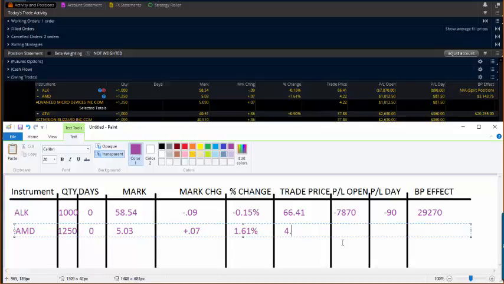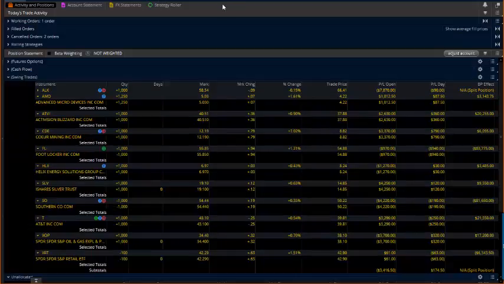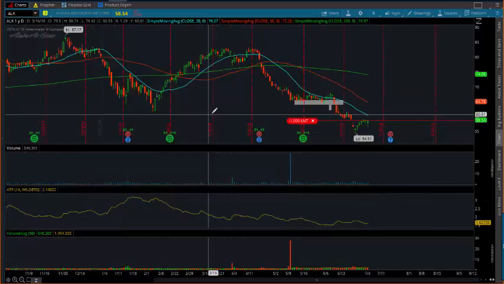Trade price was 4.22. The PL open is 1,012. The PL day was positive 87. And the BP effect was, and you'll look at this right here, it says 31.43. Okay, let's go take a look at this one and kind of make a decision: position, swing, or whatnot.